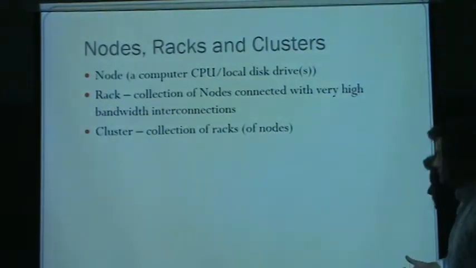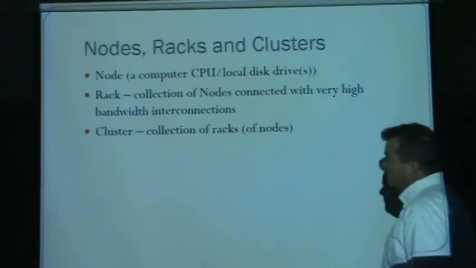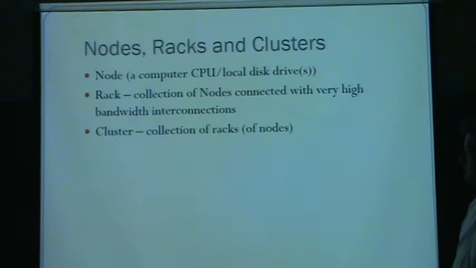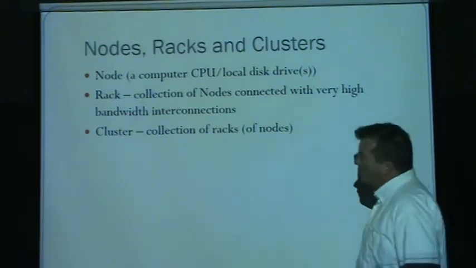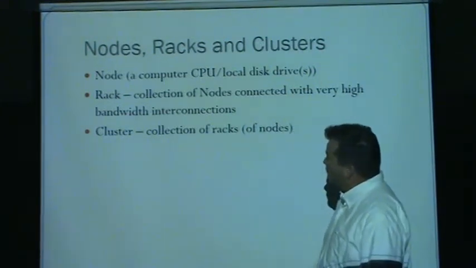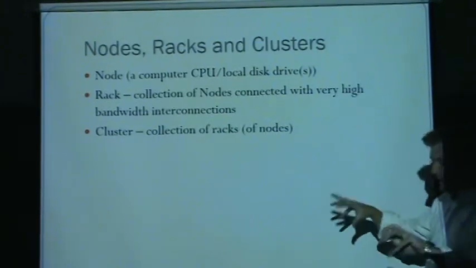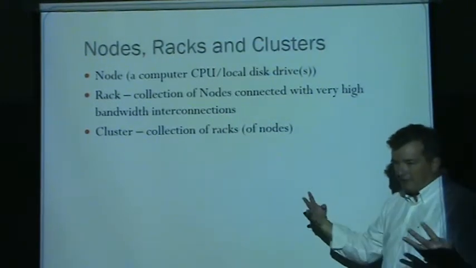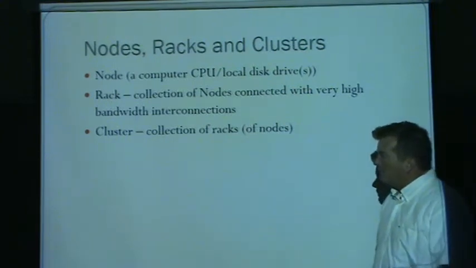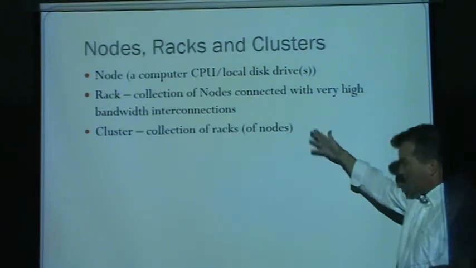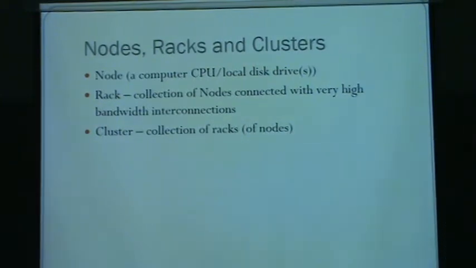So just some terminology. A node on a big data searching apparatus is a computer with a CPU, processor, and some local disk drives. What we're going to call a rack is a collection of nodes connected together with very high bandwidth, so they can gather data and send the data that they find important to each other very quickly. And then a cluster is a collection of racks, and a rack is a collection of nodes.